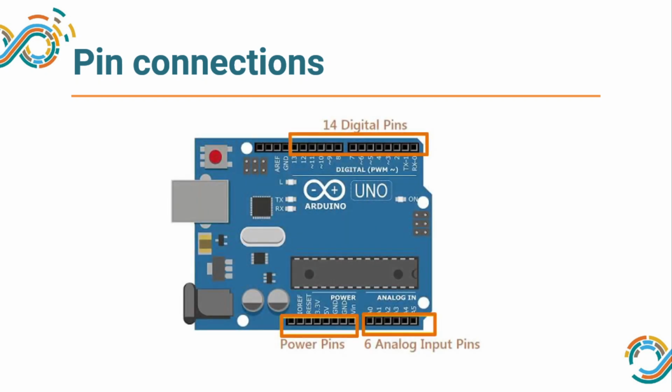So broadly speaking, there are 14 digital pins and 6 analog pins. These analog pins can only work as input, so you cannot generate analog output, whereas the digital pins can work as input as well as output.